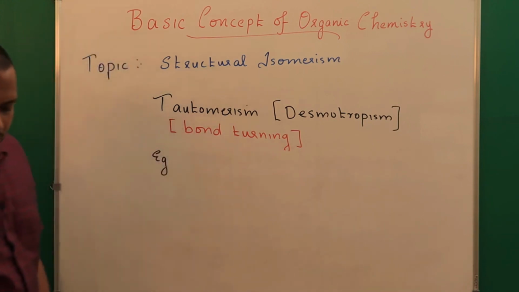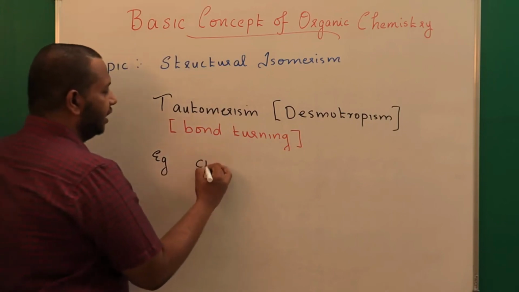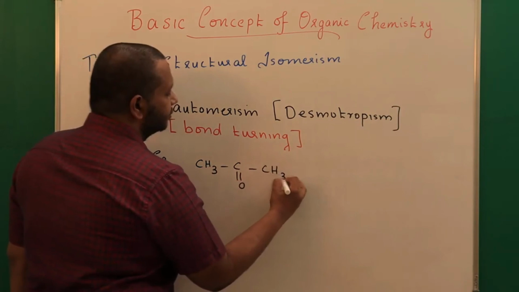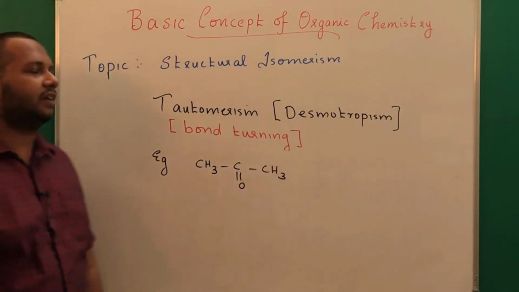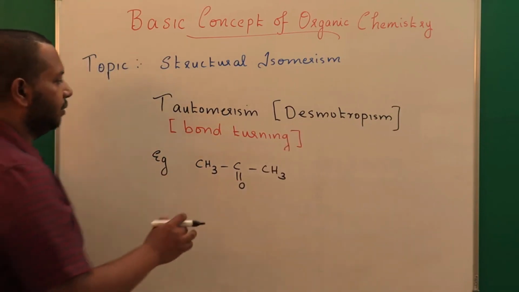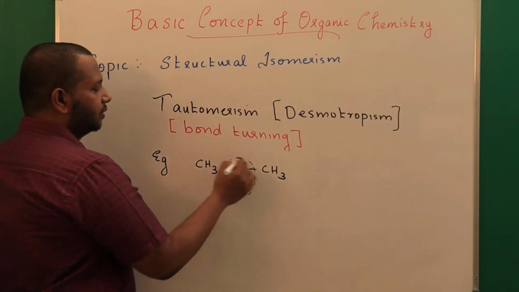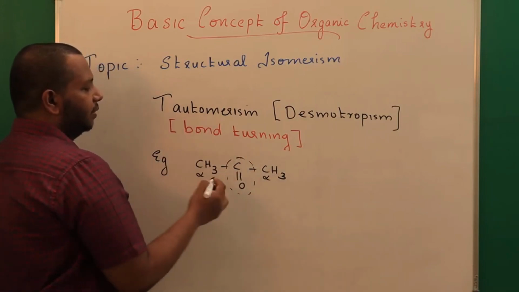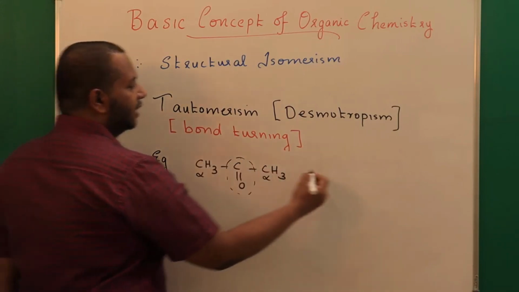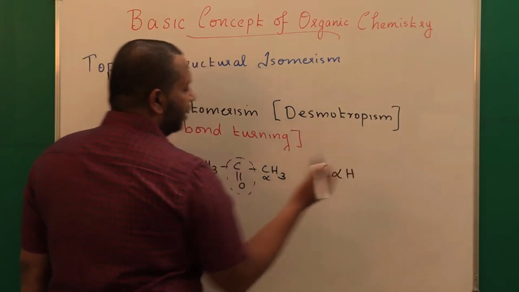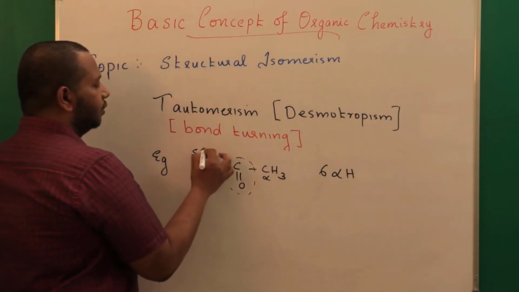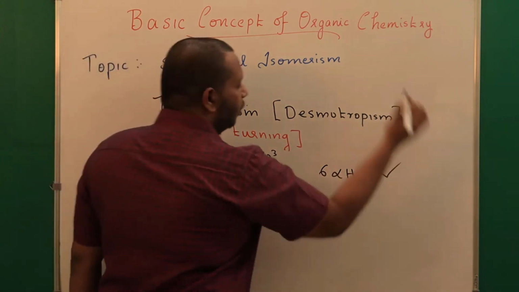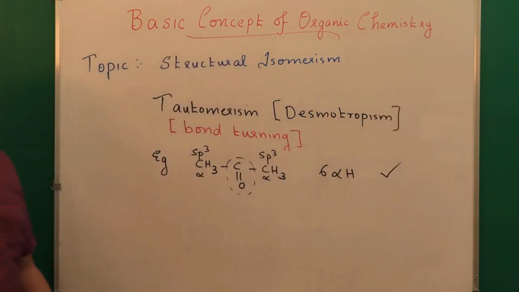Now the next example is CH3 C double bond O CH3. Can you tell me whether this compound will exhibit tautomerism or not? Very simple. Take the functional group, the keto group. This is my alpha carbon, this is also my alpha carbon. So totally how many alpha hydrogens are there? 6 alpha hydrogens are available, and the hybridization of this is sp3 and this is also sp3. So that means this compound will also exhibit tautomerism.